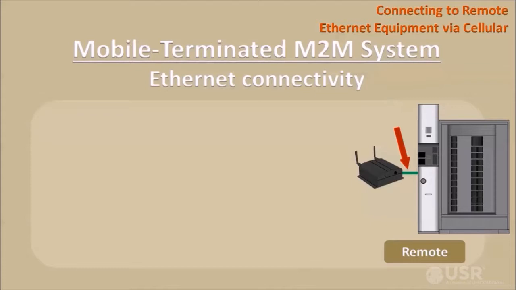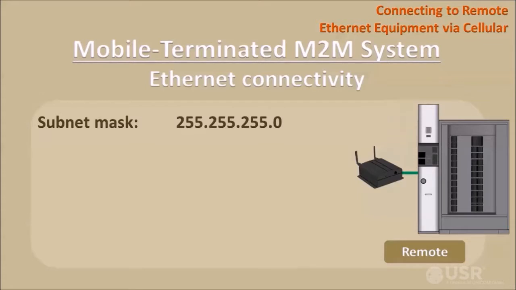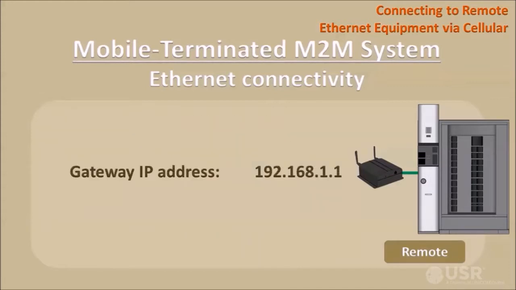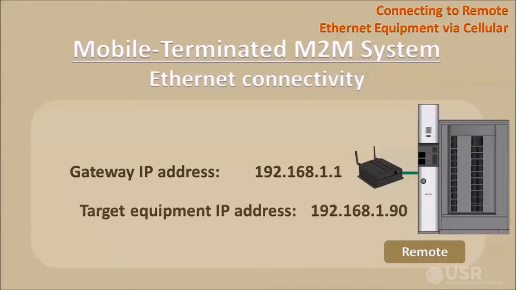The cellular gateway will interface to the target equipment over an Ethernet connection. Both the gateway and the target equipment have a subnet mask, which are probably set to this value by default. With this subnet mask value, the first 3 numbers in an IP address are the network prefix, and the last number is the host identifier. The default IP address of the gateway's Ethernet port is 192.168.1.1. Let's say that the IP address of the target equipment's Ethernet port is 192.168.1.90.